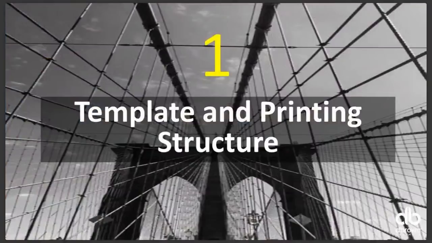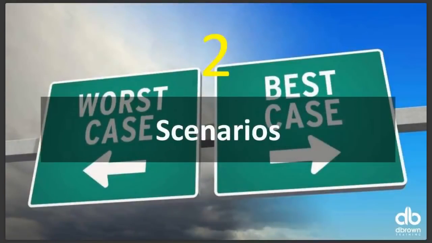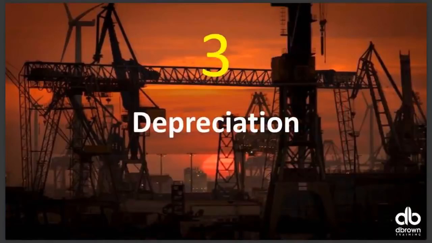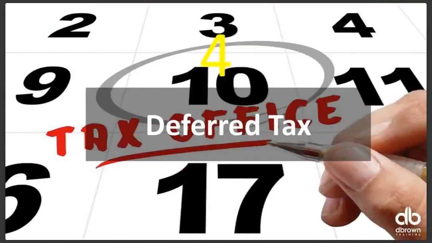So what we did is templates and print structure. We talked about that. Scenarios, we talked about that. Depreciation, we talked about that. But the declining balance method didn't really work. The formula didn't seem to work. It was giving us 16. It didn't make sense. And then what do we have here?